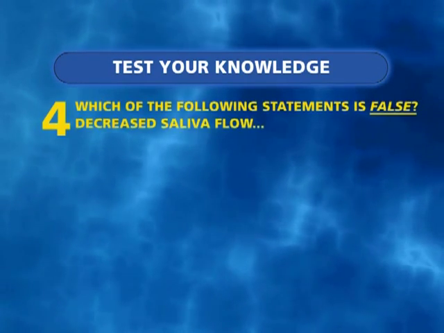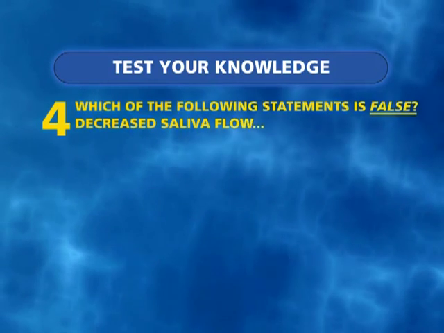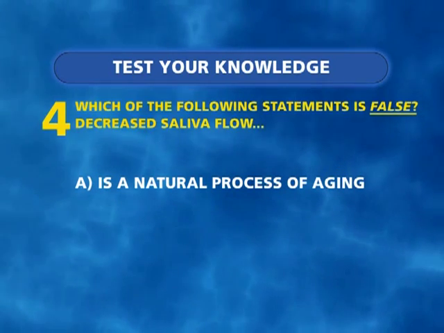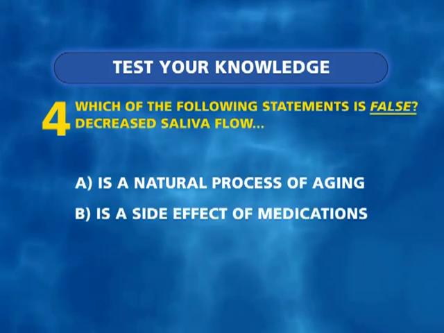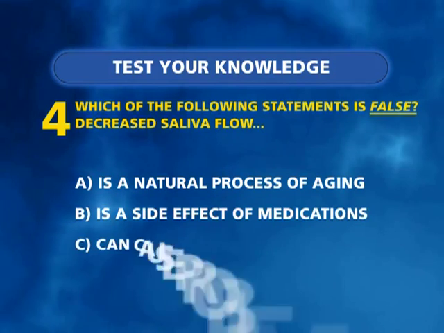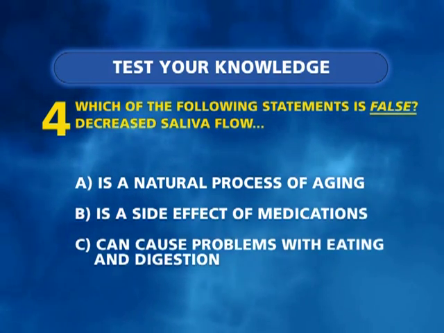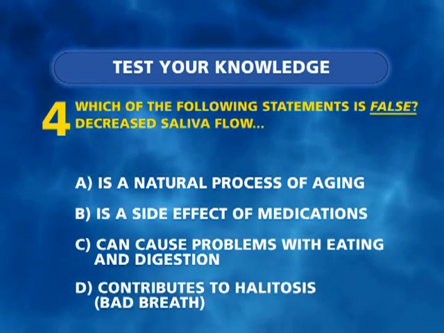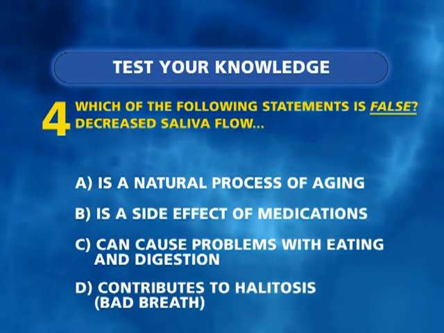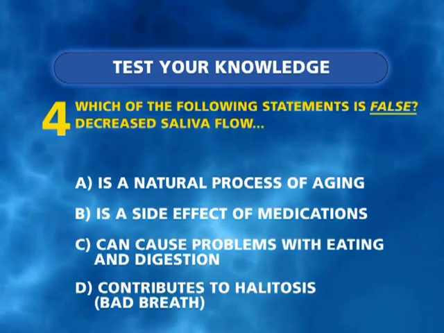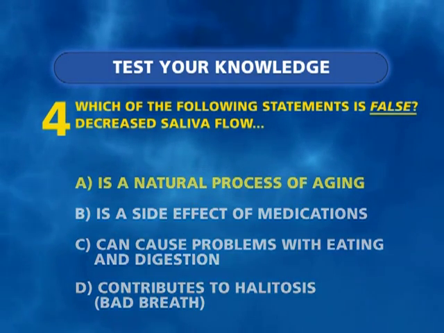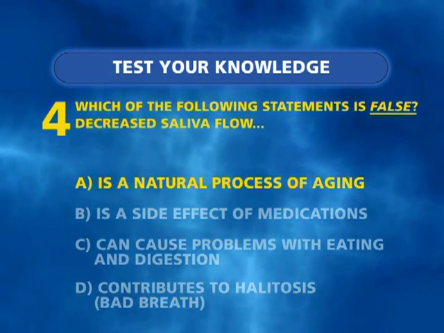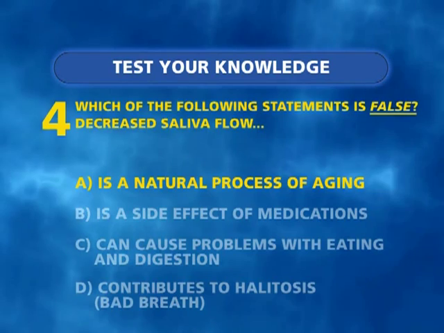Which of the following statements is false? Decreased saliva flow, A. is a natural process of aging, B. is a side effect of medications, C. can cause problems with eating and digestion, D. contributes to halitosis, or bad breath. The answer is A. Decreased saliva flow is not a natural process of aging. In older adults, it is usually a side effect of medication.